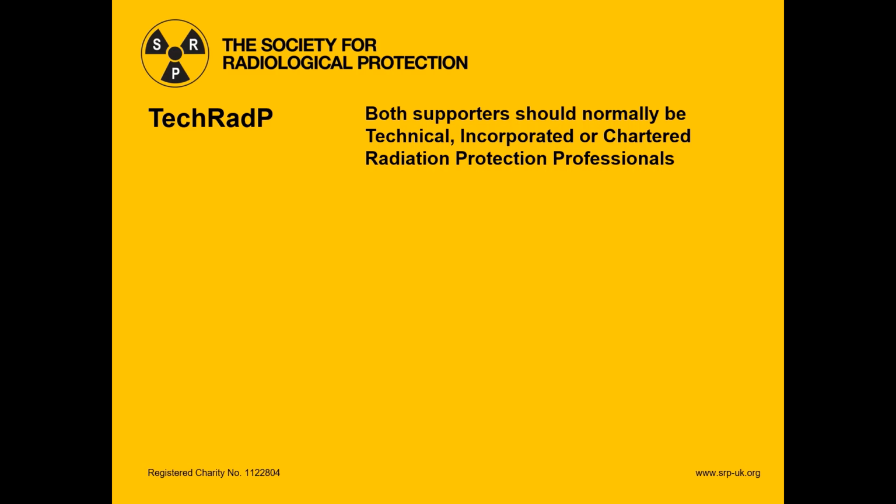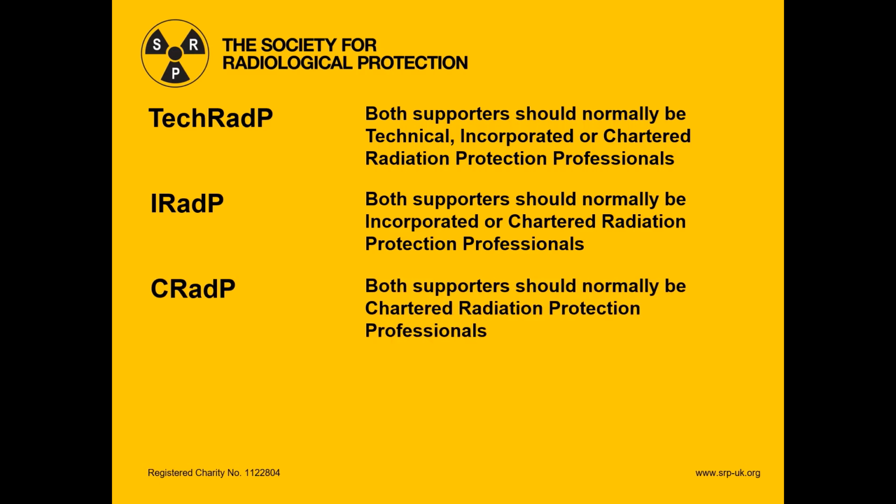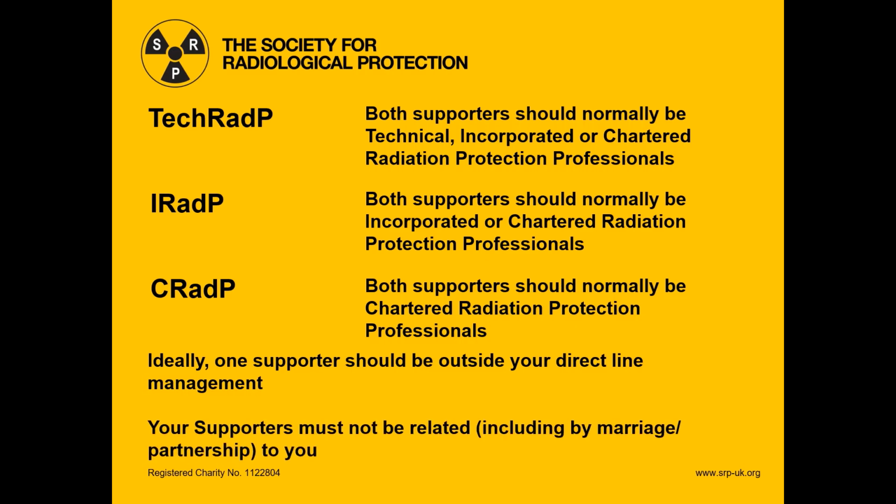For TechRAD-P, both supporters should normally be technical, incorporated or chartered radiation protection professionals. For IRAD-P, both supporters should normally be incorporated or chartered radiation protection professionals, and for CRAD-P, both supporters should normally be chartered radiation protection professionals. Ideally, one supporter should be outside of your direct line management, and your supporters must not be related to you, including by marriage or partnership.